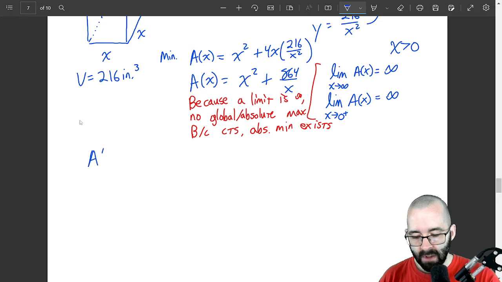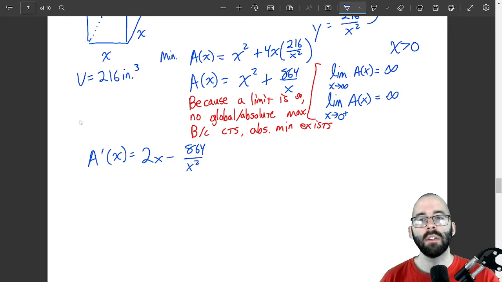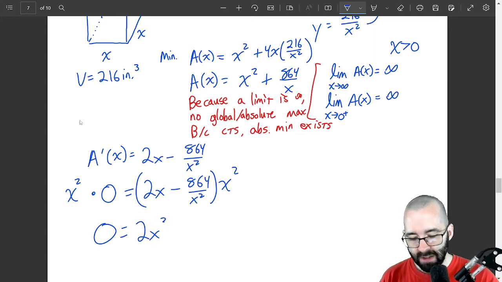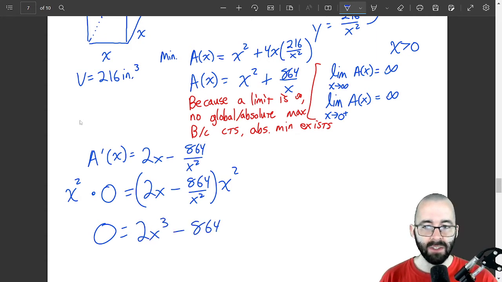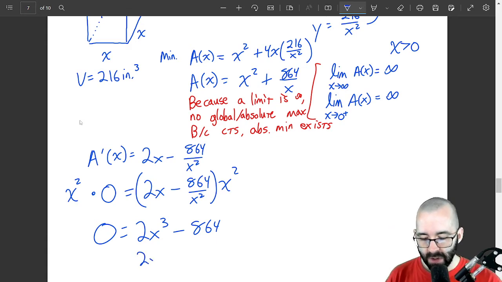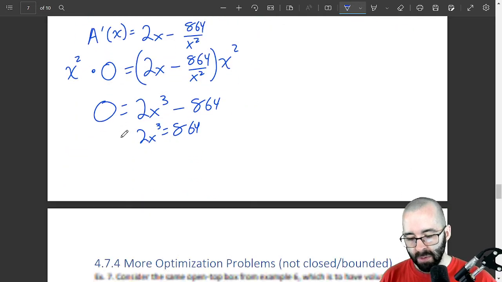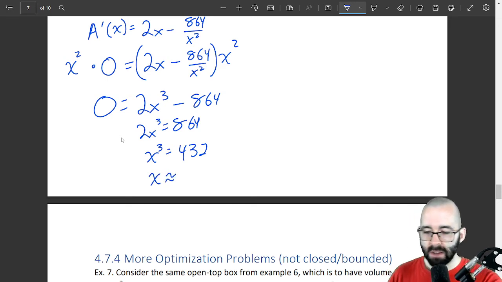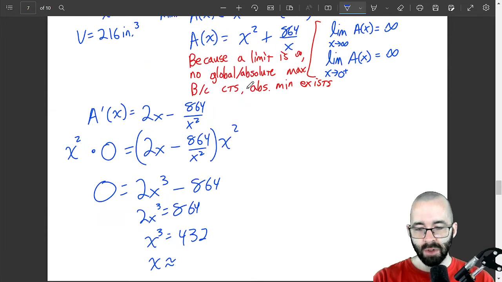Let's take the derivative. Derivative with respect to x is 2x minus 864 over x squared. So this derivative does not exist when x is 0, but that's not in our domain anyway. So the only critical point is going to be when the derivative equals 0. Multiply both sides by the LCD to solve this equation, to get 0 equals 2x cubed minus 864. Those x squareds cancel on that second term when you distribute. Or 2x cubed equals 864. Divide both sides by 2 to get x cubed equals 432. Or x is approximately, because I don't think this is anything nice, the cubed root of 432.